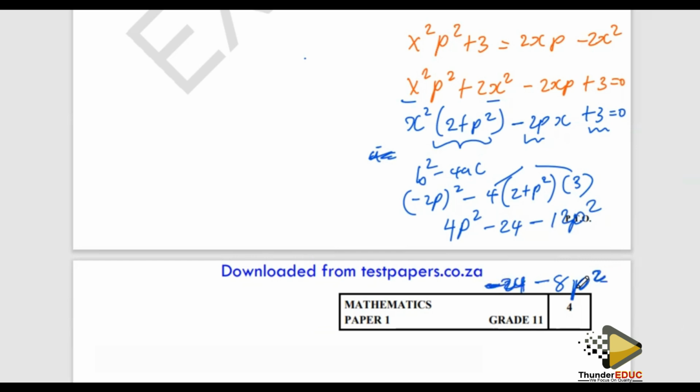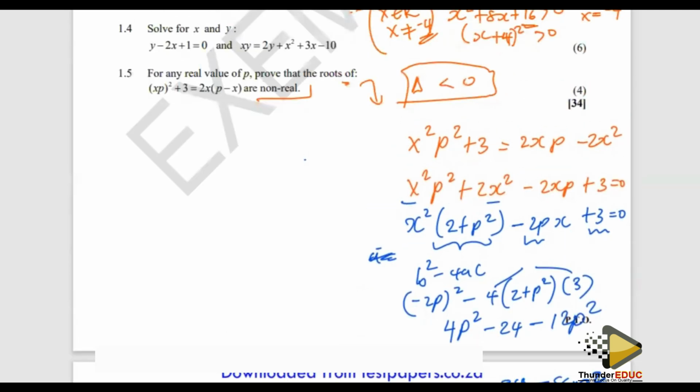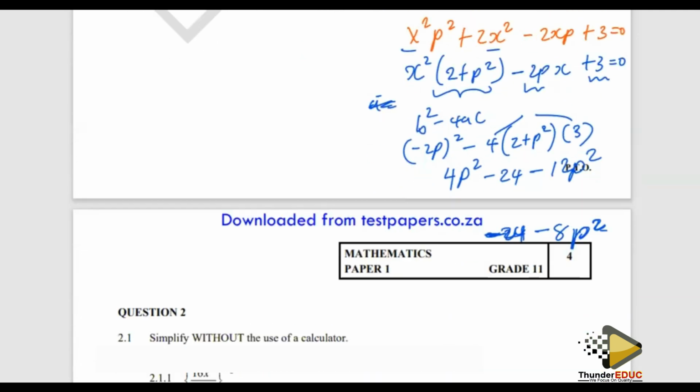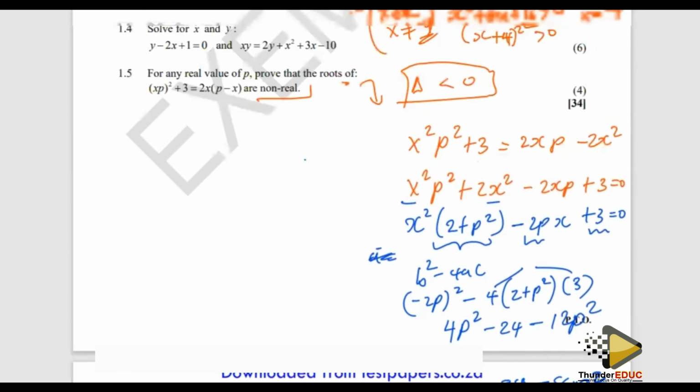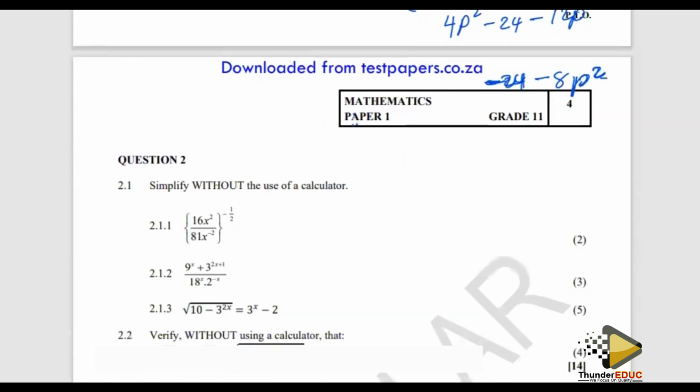that everything is a negative. Whichever number you replace p with, as long as you multiply it with a negative 8, it's going to be a negative. And then you subtract a 24, it's still going to be a bigger negative number. Which means we can never have numbers that are greater than 0. So from that, we can draw the conclusion and say, therefore, what did they say? Can you prove that for any real value of p, the roots will always be non-real? That's all you have to say.